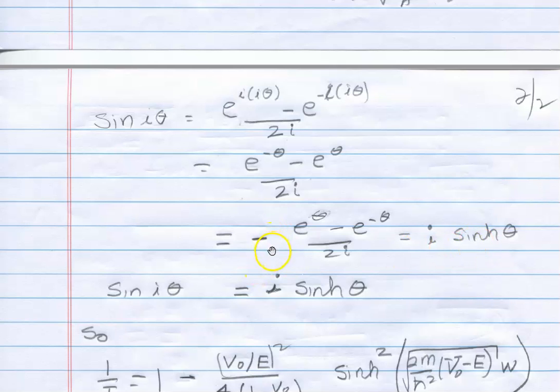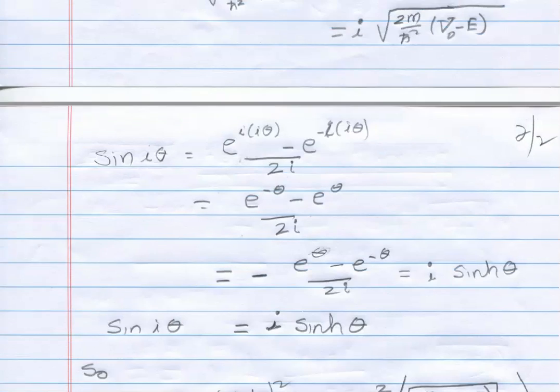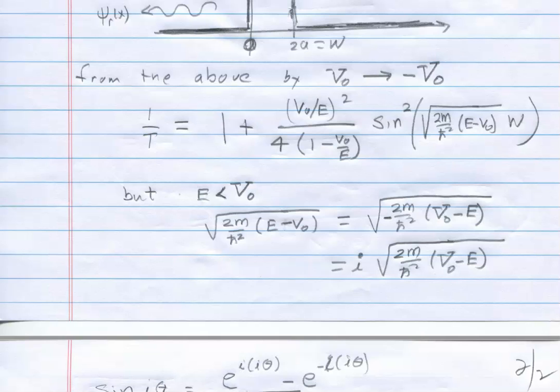And I've got a 1 over i, but if I multiply top and bottom by i, that'll flip it over and I get this. And so if you don't remember it, the sine of i theta is just i times the sinh of theta, or the hyperbolic sine of theta. Well, we can use that up here, because one of these sines is going to be i times the sinh.